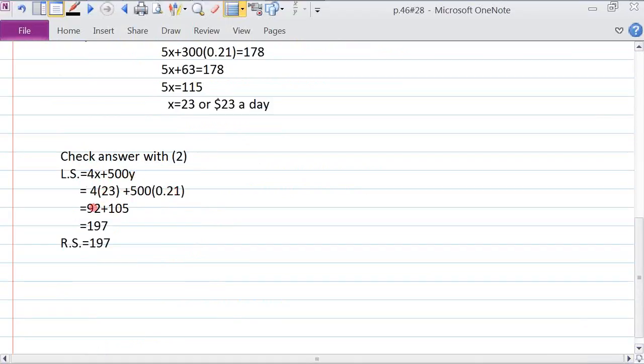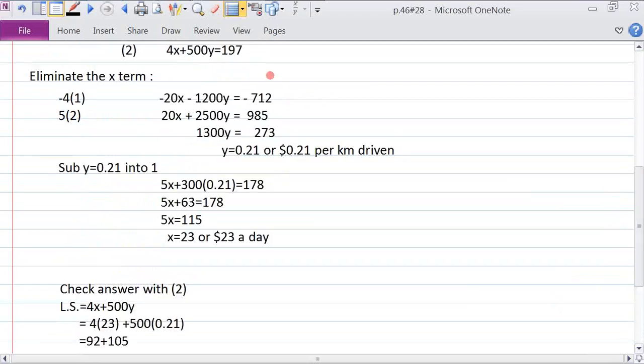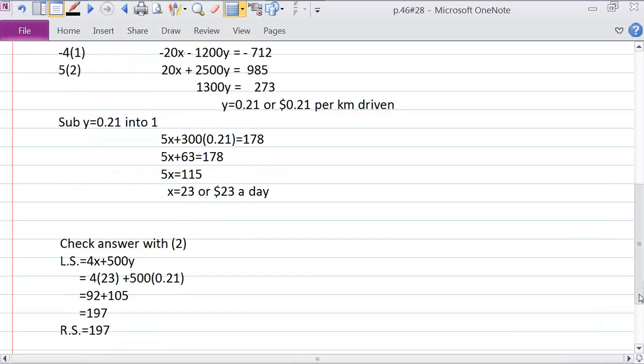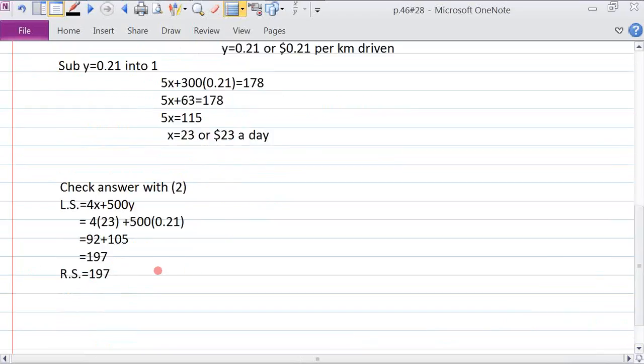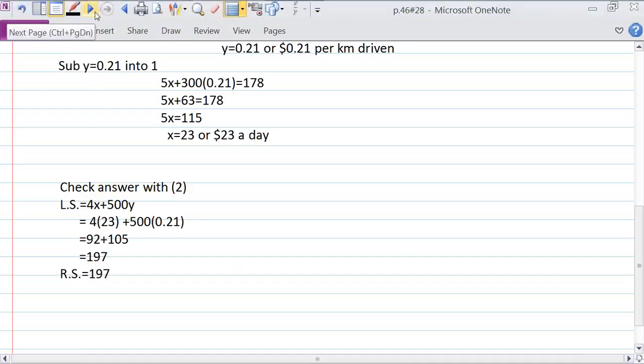4 times 23 is 92. 500 times 0.21 is 105. 92 plus 105 is 197. And if we check, then the right side of the equation is 197. So we have the right values for the cost of the rental for the day, and we have the right cost for the kilometer rate.